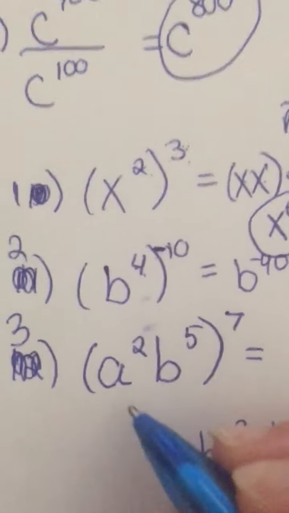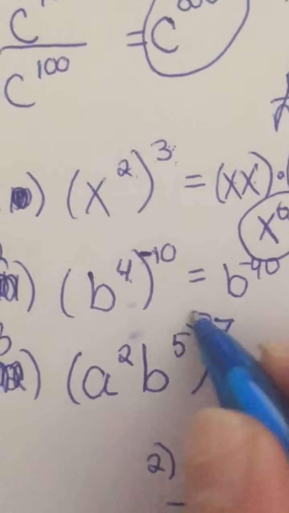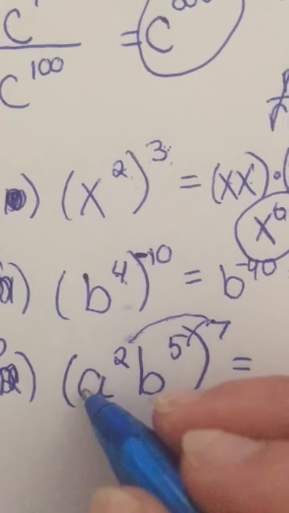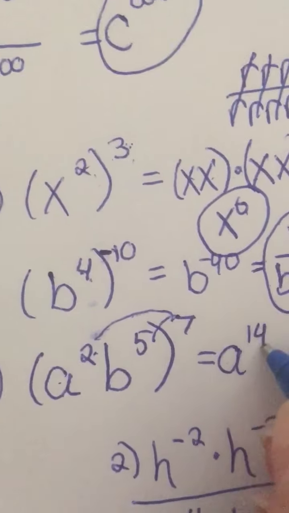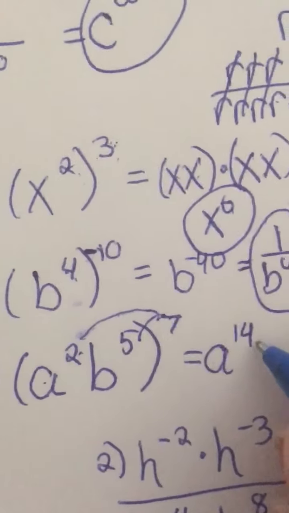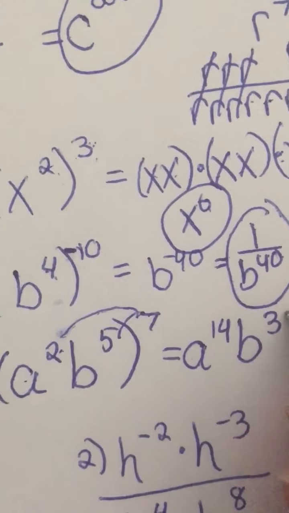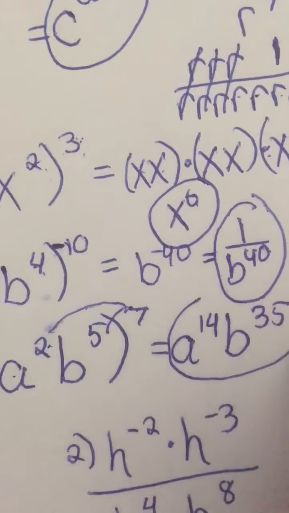You can even do it with two variables. So we can multiply this in. A to the 2 times 7 would be 14. B to the 5 times 7 would be 35. We don't have to simplify anymore in that one.